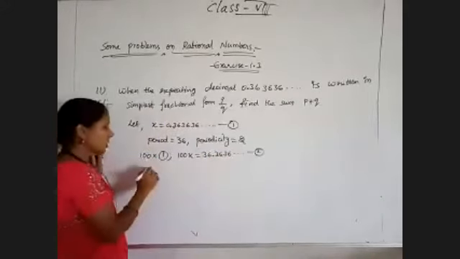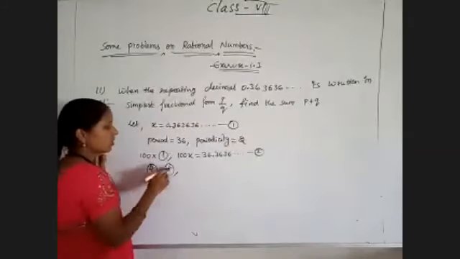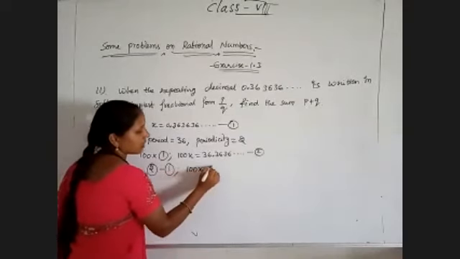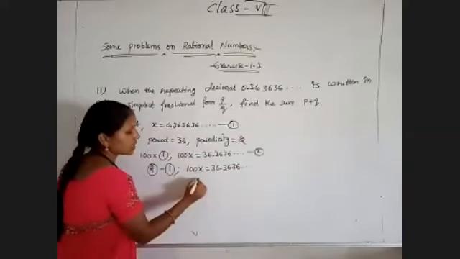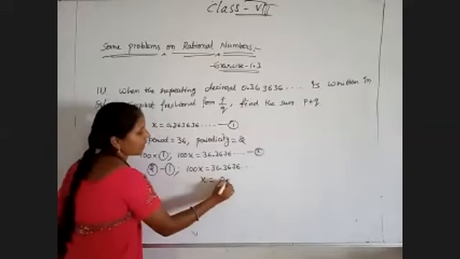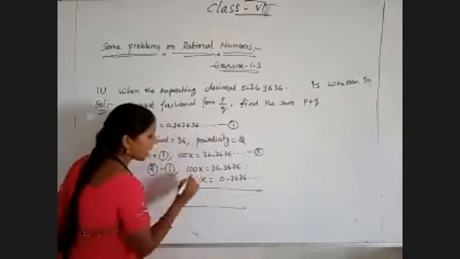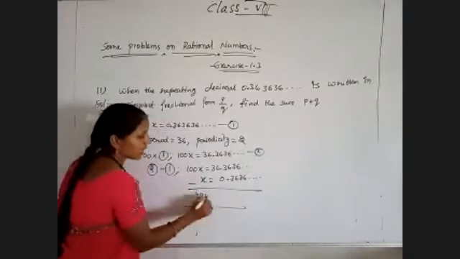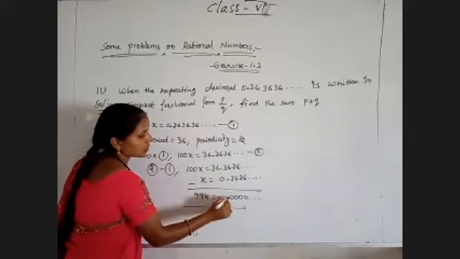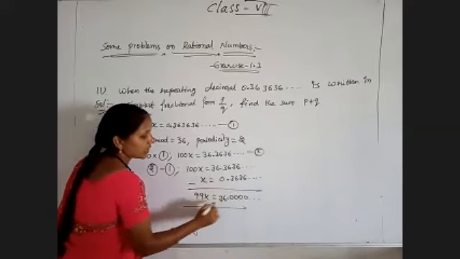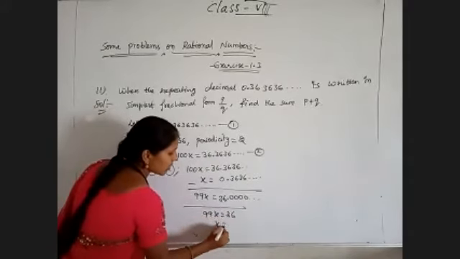Okay. Now do the subtraction: the second equation minus the first equation. 100x is equal to 36.3636 and so on, and the first equation is x is equal to 0.3636 and so on. Now subtract. 100x minus x is equal to 99x. Here all the decimal digits will become zeros. 36 minus 0 is equal to 36. So 99x is equal to 36.